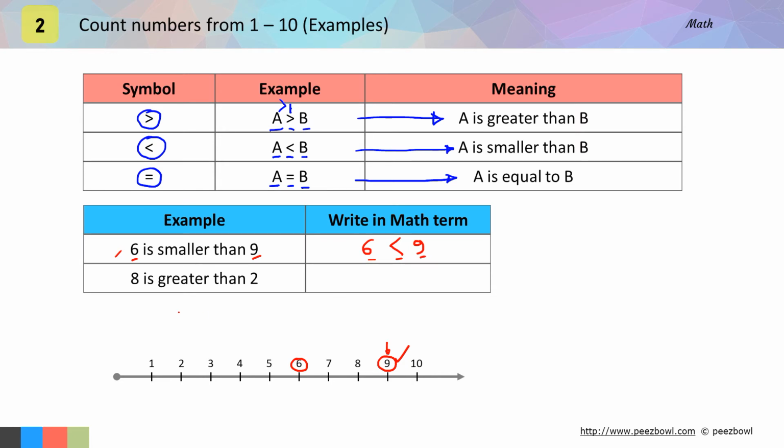Now, I want to write 8 is greater than 2. We will follow same process. Let us locate these numbers on the number line. We have 8 here and 2 here. You can see that 2 comes first and 8 comes later. That means 8 is bigger number than 2. Now we will write 8 and 2 here, and open end or open angle will face towards 8 because 8 is bigger than 2. Hope you understand this concept.